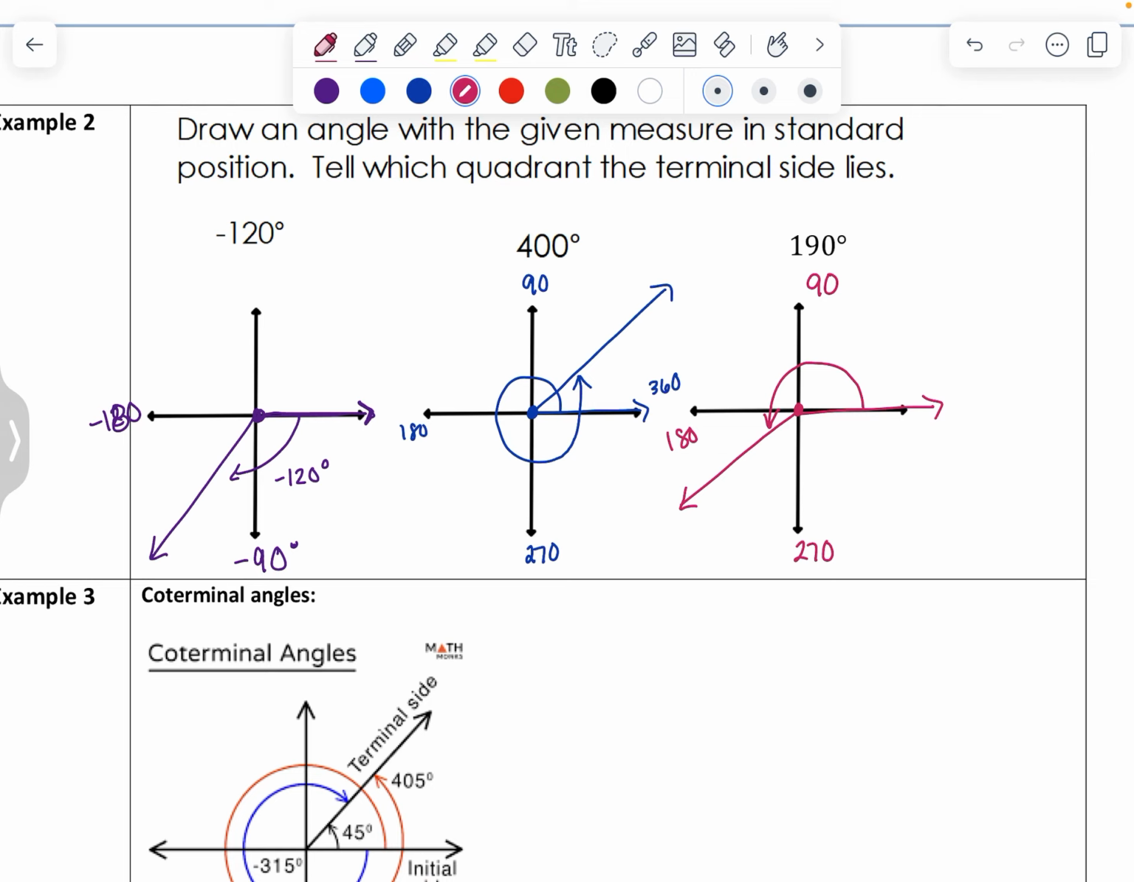And then I forgot to tell which quadrant the terminal side lies in. So our quadrants are counted as quadrant 1, quadrant 2, quadrant 3, and quadrant 4, and it goes in that order. So this one ends in quadrant 3, 400 degrees would end in quadrant 1, and 190 would end in quadrant 3 again. So notice that negative 120 and positive 190 did end in the same quadrant. They're similar.